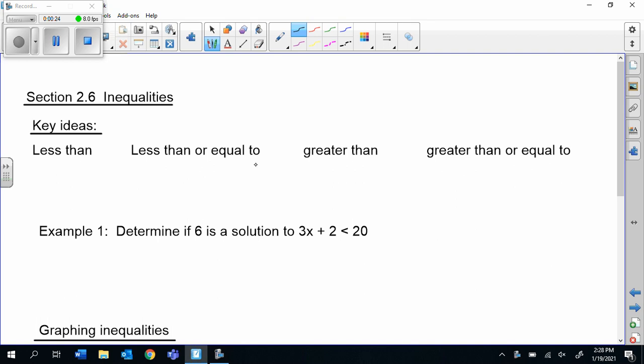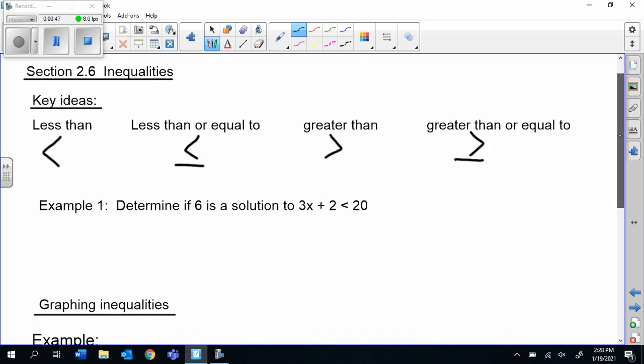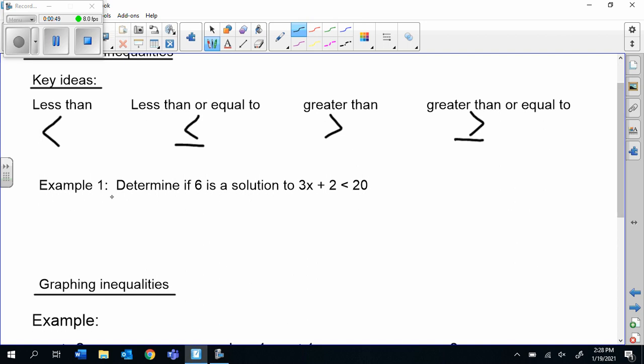So, in order to determine which direction our inequalities go, let's just go through the basics. Less than looks like this. Less than or equal to looks like this. Greater than goes the other way. And I feel like we already did one of these because I remember mentioning the alligator mouth opening to the bigger side.